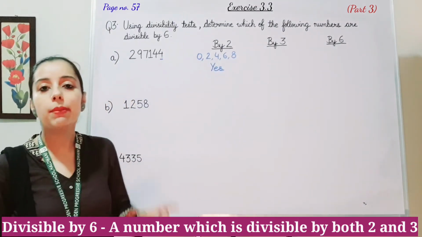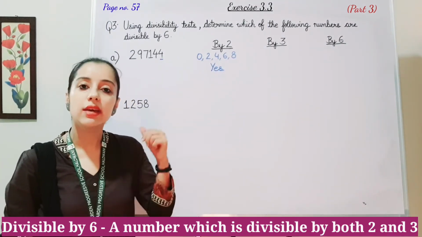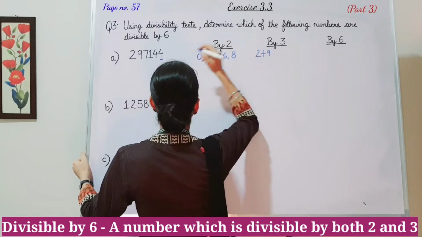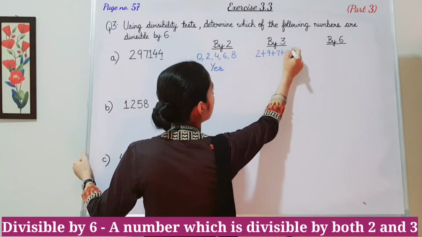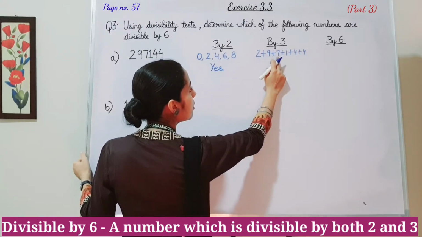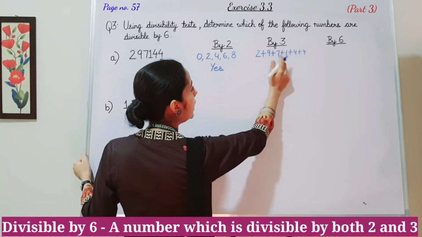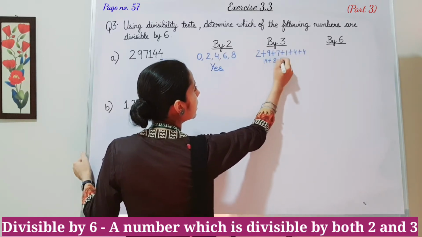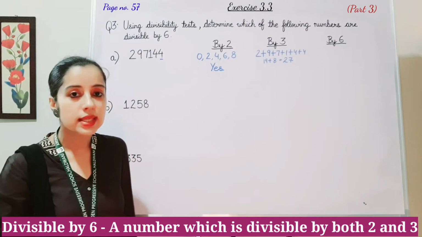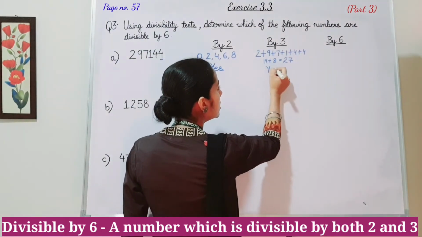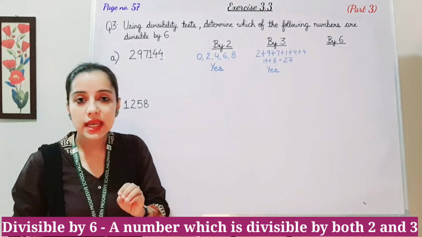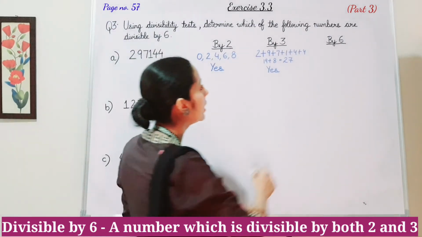For finding out divisibility by 3, we have to find the sum of the given digits. So let us find the sum. 2 plus 9 plus 7 plus 1 plus 4 plus 4. 2 plus 9, 11. 11 plus 7, 18. 18 plus 1, 19. Then 19 plus 8, that is 27. Does 27 come in the table of 3? Yes. So it is divisible by 3. So as I said earlier, if a number is divisible by 2 and 3 both, then it is also divisible by 6. So right here, yes.